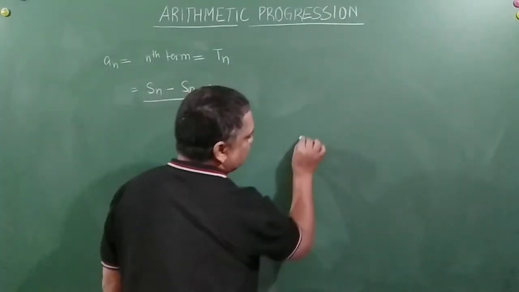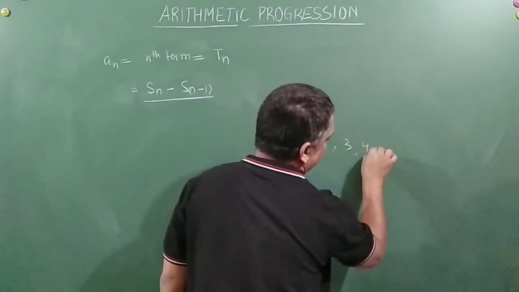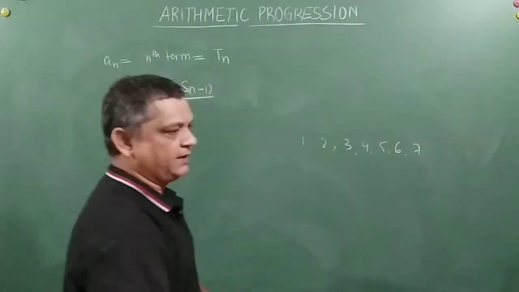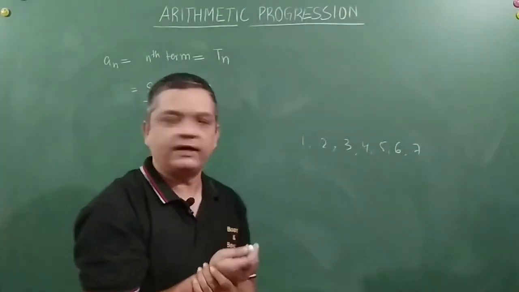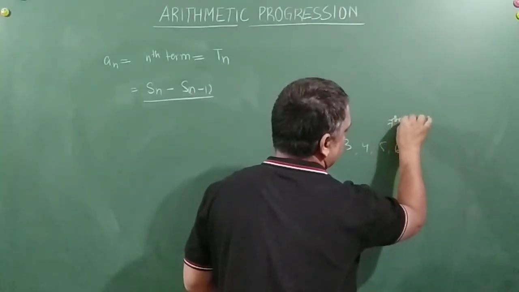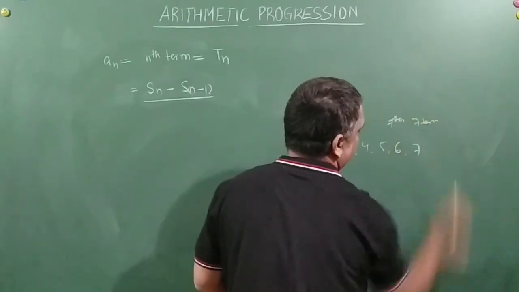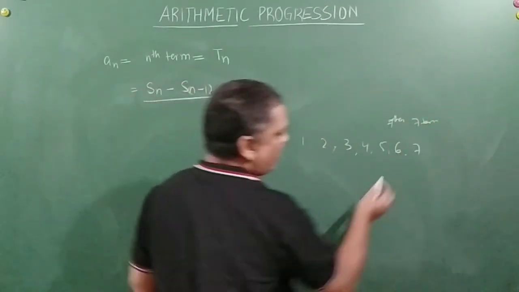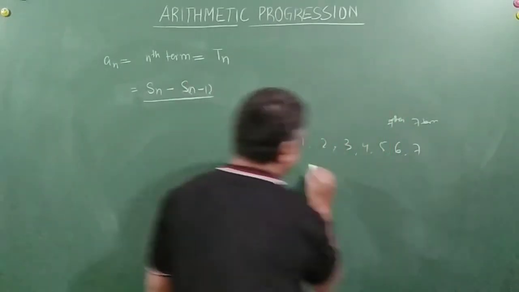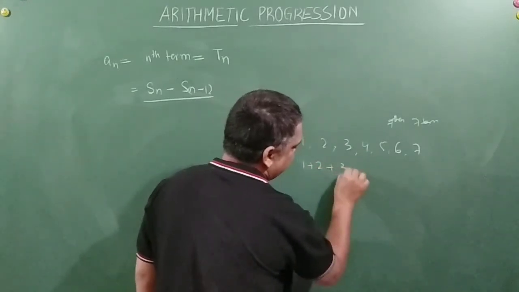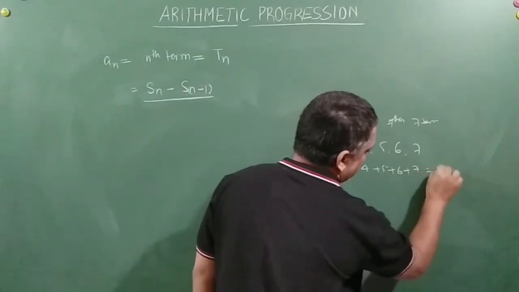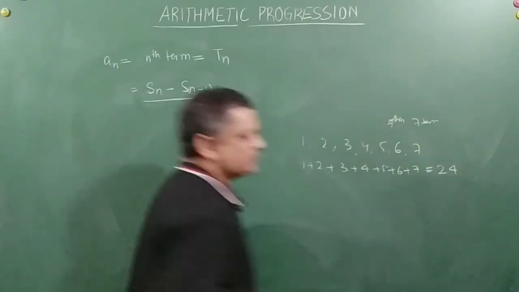So let's see, 1, 2, 3, 4, 5, 6, 7. For example, we have taken only this much, right? So this is an arithmetic progression, 7 terms total. Right, friends? So what is the sum now? Okay, so sum is 7 into 4, 24. So 1 plus 2 plus 3 plus 4 plus 5 plus 6 plus 7 is equal to 24.